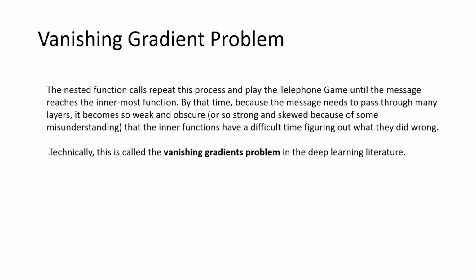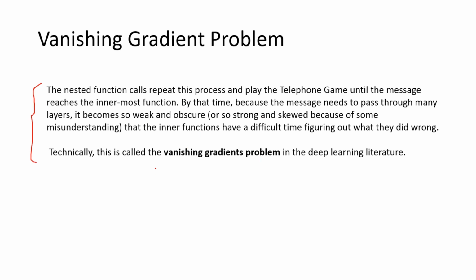So by that time you call, and then from the other end it calls back, so that's what we call backpropagation. In a telephone game, let's say, because the message needs to pass through many layers, it becomes so weak and obscure, or so strong and skewed because of some misunderstanding, that the inner functions have a difficult time figuring out what they did wrong. That is a problem that comes with RNN, and technically this is called the vanishing gradient problem in deep learning literature.